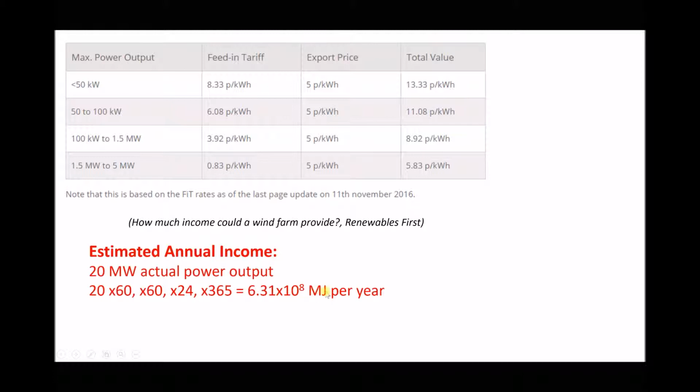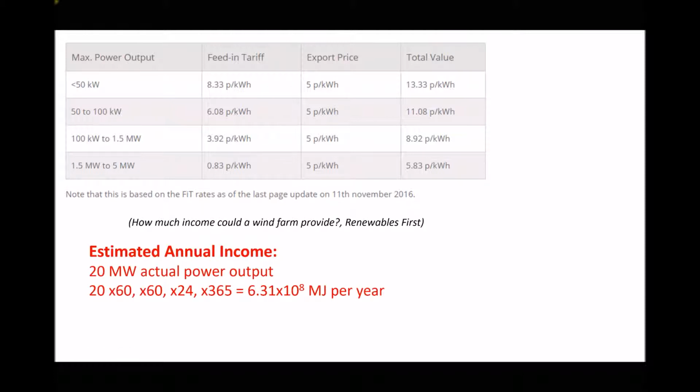The reason it's megajoules is because our initial value here was in megawatts. I'll just go through that again. 20 megawatts is 20 megajoules per second. Times 60 gives us megajoules per minute. Times 60 gives us megajoules per hour. Times 24 gives us megajoules per day. And times 365 gives us megajoules per year.